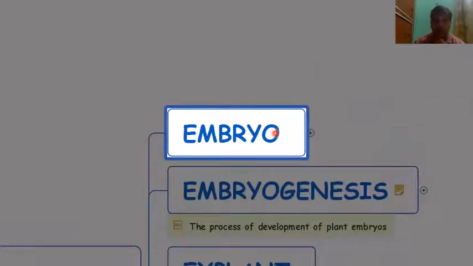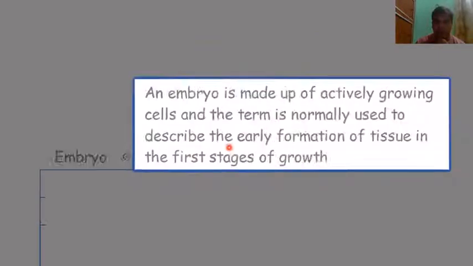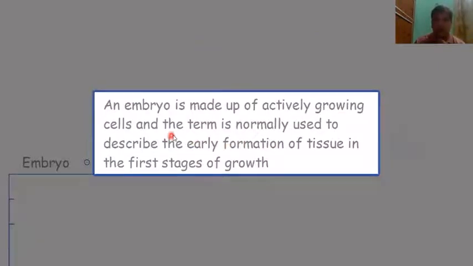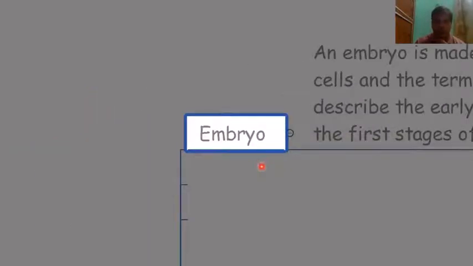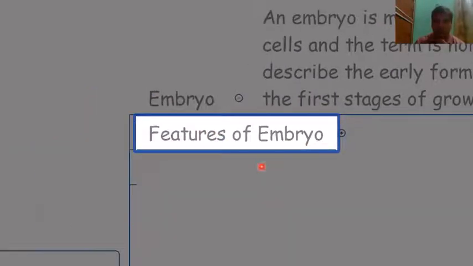First, we need to understand the embryo. Now, what is an embryo? As we all know, the embryo is the developmental figure that comes out from the zygote, and you may also call it a fertilized egg cell. So by definition, we can say the embryo is made up of actively growing cells, and the term is normally used to describe the early formation of tissues in the first stage of growth. Now you all may have your own definition of embryo, so no need to worry about just one definition of an embryo.